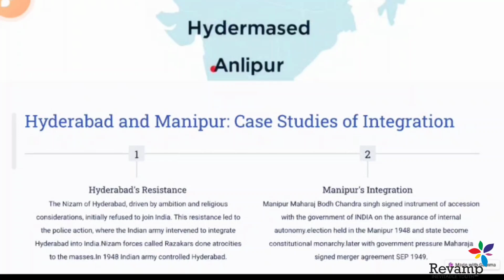The Hyderabad ruler was called the Nizam, because the Nizam used to rule Hyderabad. The Nizam was the richest man in the country at that time. He had a lot of wealth, he had religious and some personal ambitions, and he did not want to integrate into India. He wanted to go to Pakistan, but Hyderabad's geographical area was surrounded by Indian territory, so it was neither feasible nor smooth to integrate into Pakistan. But the Nizam wanted to go to Pakistan.